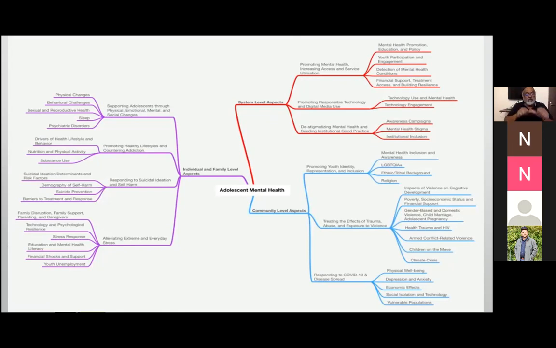Let's say it's for a year. Your time span to complete the project is a year. So in the 6th or 5th month, let's say, in your project, you feel that in system level aspects, you are not much confident about promoting responsible technology and digital media use. Let's just take an example. You're not sure about this particular topic. You're not sure whether this topic is going to fit into your research area, your research project, basically.